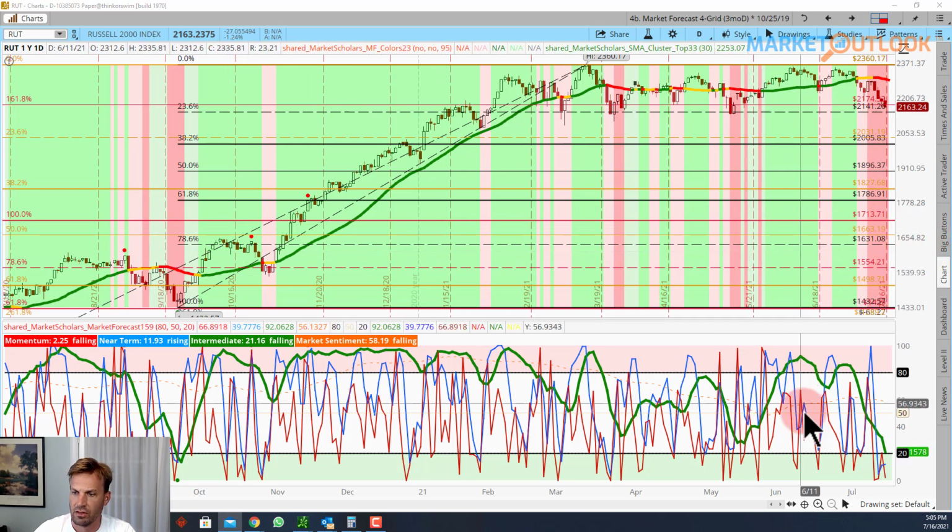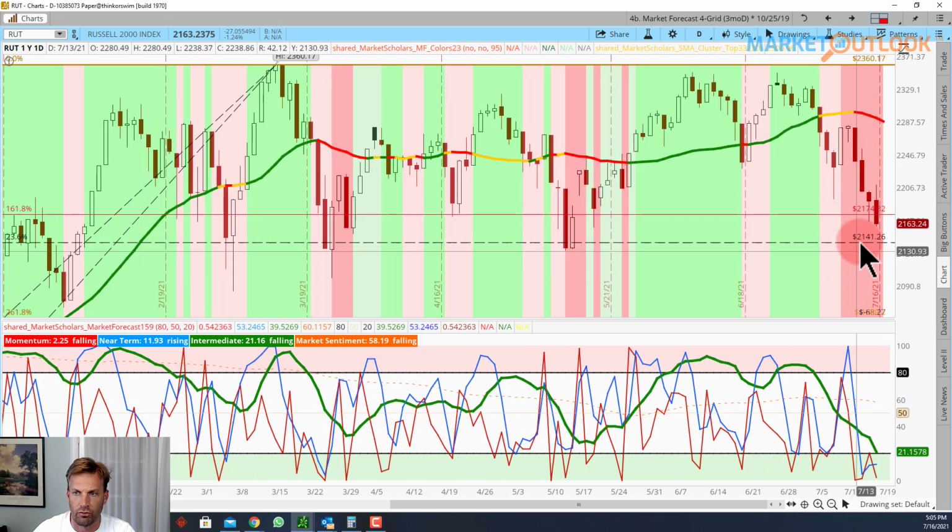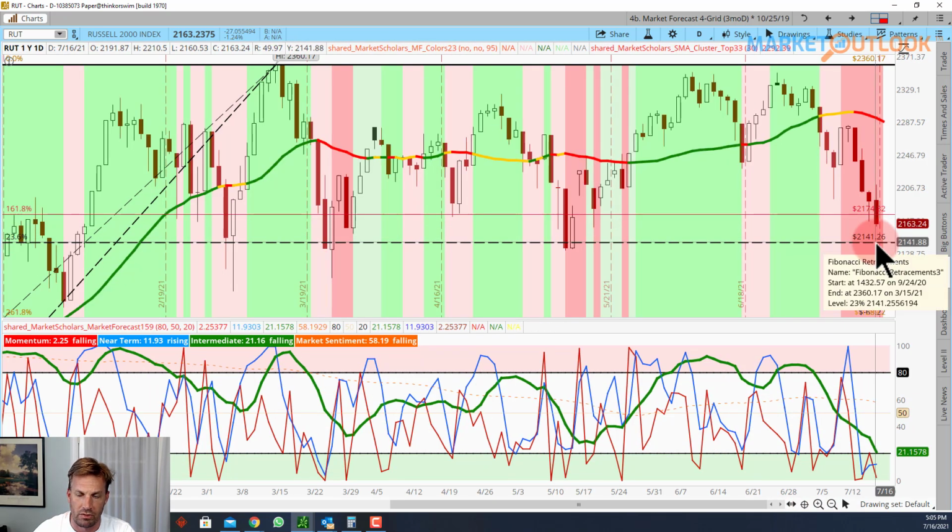You notice that both the near-term line and the momentum line are stuck in these short-term reversal zones, so really oversold levels on a short-term basis. And then you can see the market sentiment line falling. It got up to 60, which is bullish territory, after breaking down out of it, but then was unable to get through it, and is already reversing. So, a much different story, and getting a lot closer to flirting with that 23% retracement level.